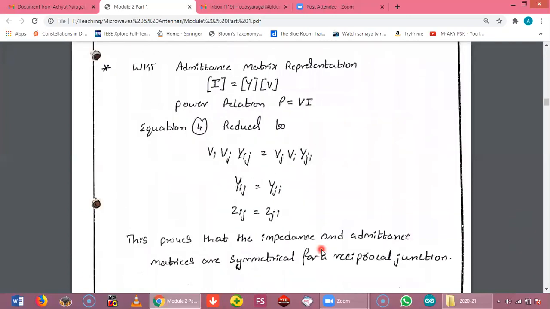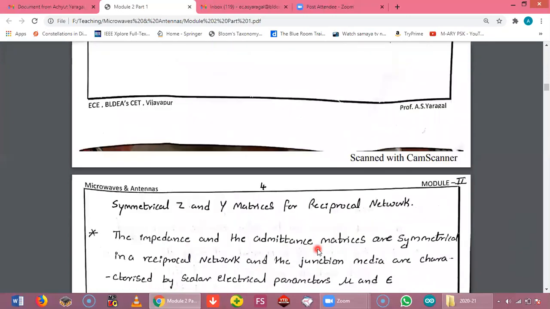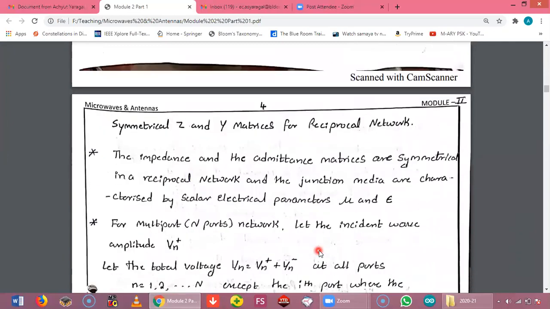This actually proves that the impedance and admittance matrices are symmetric for a reciprocal network, or you can say reciprocal junctions here. So this is how we can understand the symmetrical Z and Y matrices for the reciprocal network here.